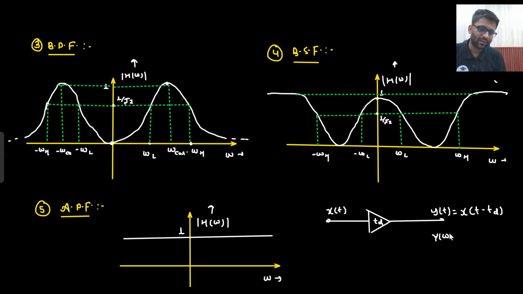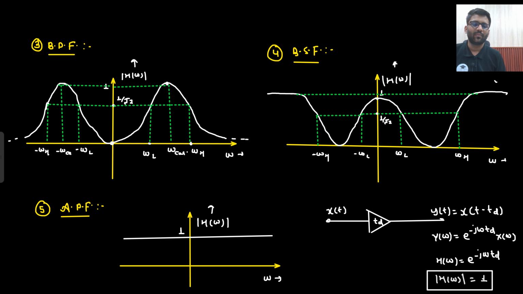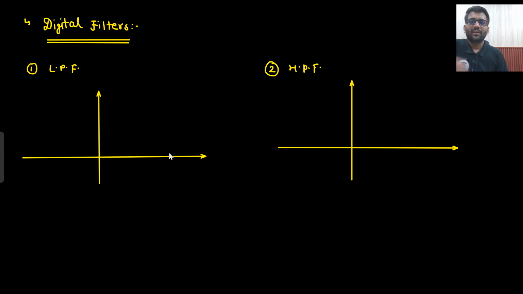So Y of omega is e to the power minus j omega td times X of omega. So your H of omega is e to the power minus j omega td. So the modulus of H of omega is 1. Okay. So this is a kind of all pass filter only. Modulus of H of omega is always 1. All good? All fine?